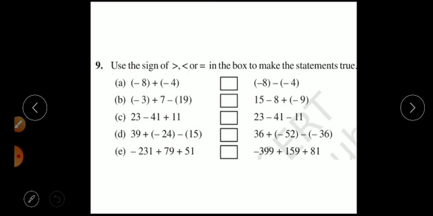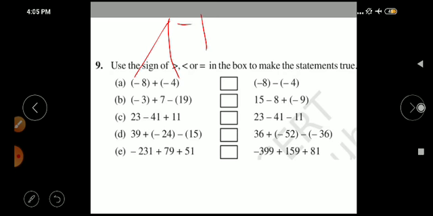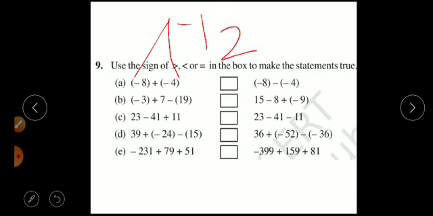Okay, now here is some exercise for you. Now the sum of two negative integers -8 and -4. Now -8 plus -4, what is it equal to? -12. -8 plus -4 will be equal to -12.